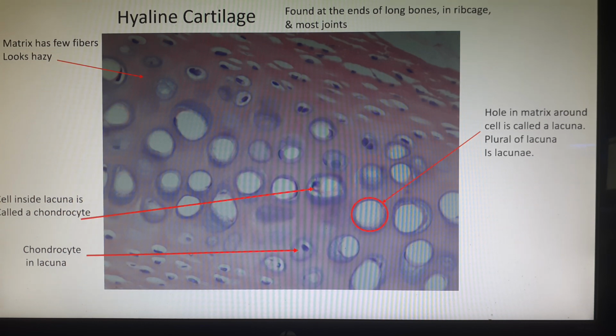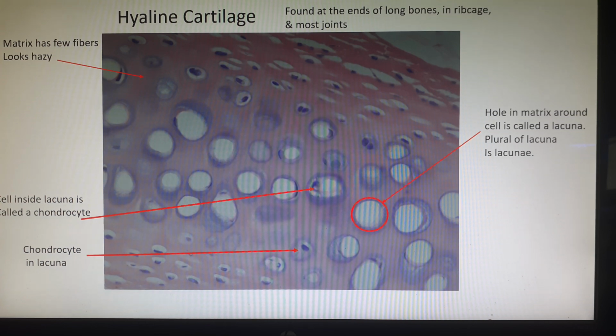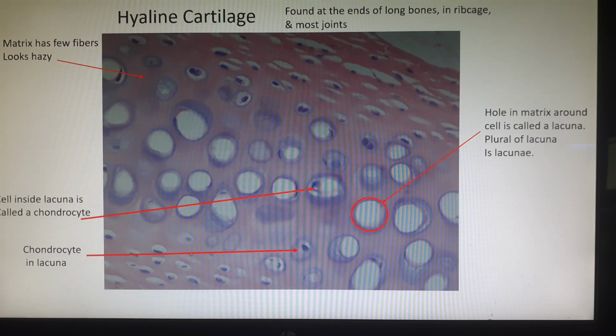Now, cartilage has a thick, firm gel matrix, and it has no blood vessels and no nerves. You cannot feel it when you tear cartilage. It does have a connective tissue membrane around it called a perichondrium, which will have some nerves and blood vessels. And then all the cells in the matrix are dependent on diffusion of oxygen and nutrients from those blood vessels.